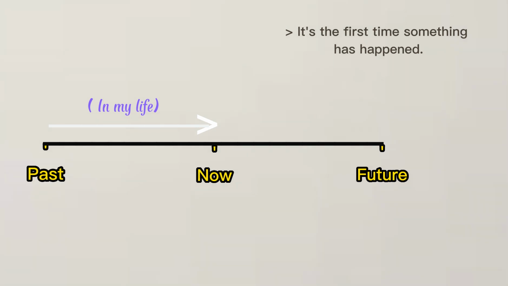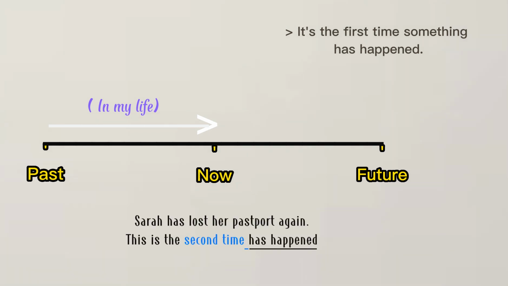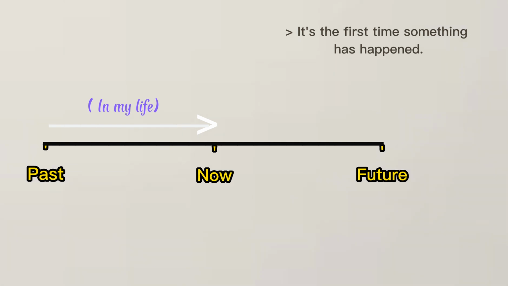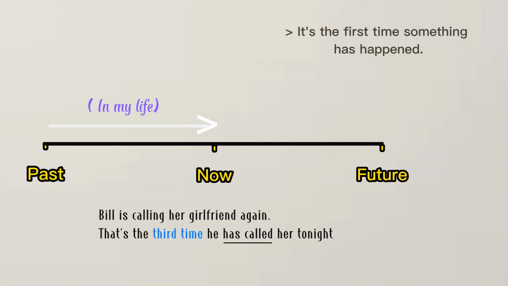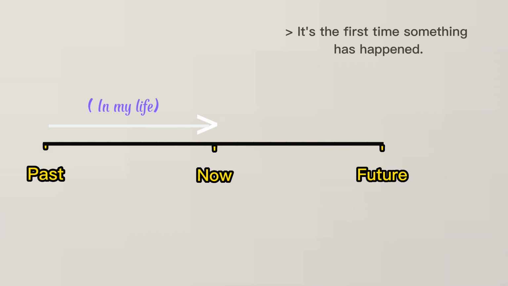Okay, another thing. Sarah has lost her passport again. This is the second time this has happened. Bill is calling his girlfriend again, and that's the third time he has called her tonight. So when you say first time, second time, third time, and so on, you use the present perfect tense, okay?